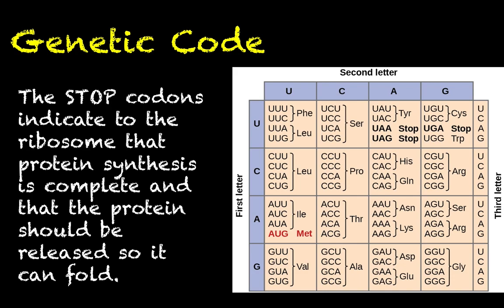So eventually, as the ribosome scans the messenger RNA, it will encounter a stop codon. Your stop codons are UAA, UAG, and UGA.